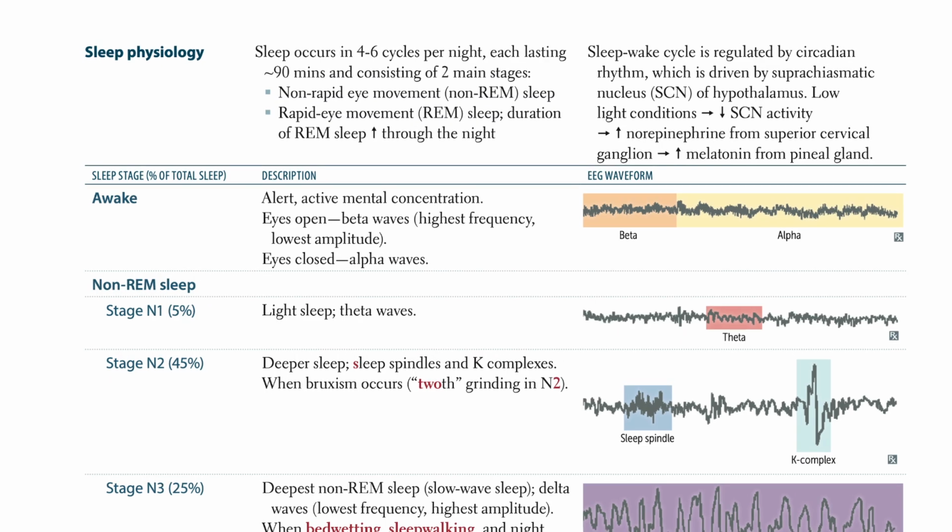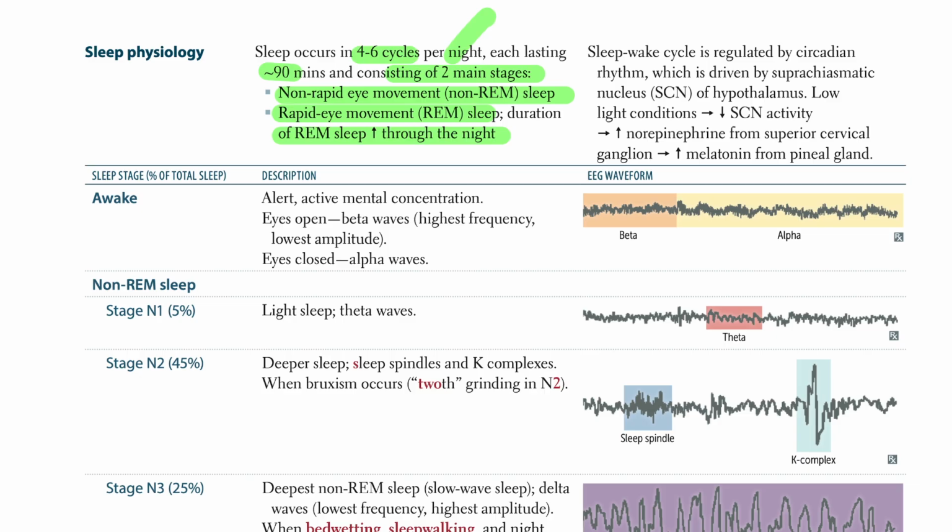Moving on to the sleep physiology. What do we have for the sleep physiology? Sleep physiology occurs in 4 to 6 cycles per night, each lasting 90 minutes and consisting of 2 main stages. We have non-rapid eye movement, non-REM sleep, and we have REM sleep, which is rapid eye movement sleep. Duration of REM increases through the night.